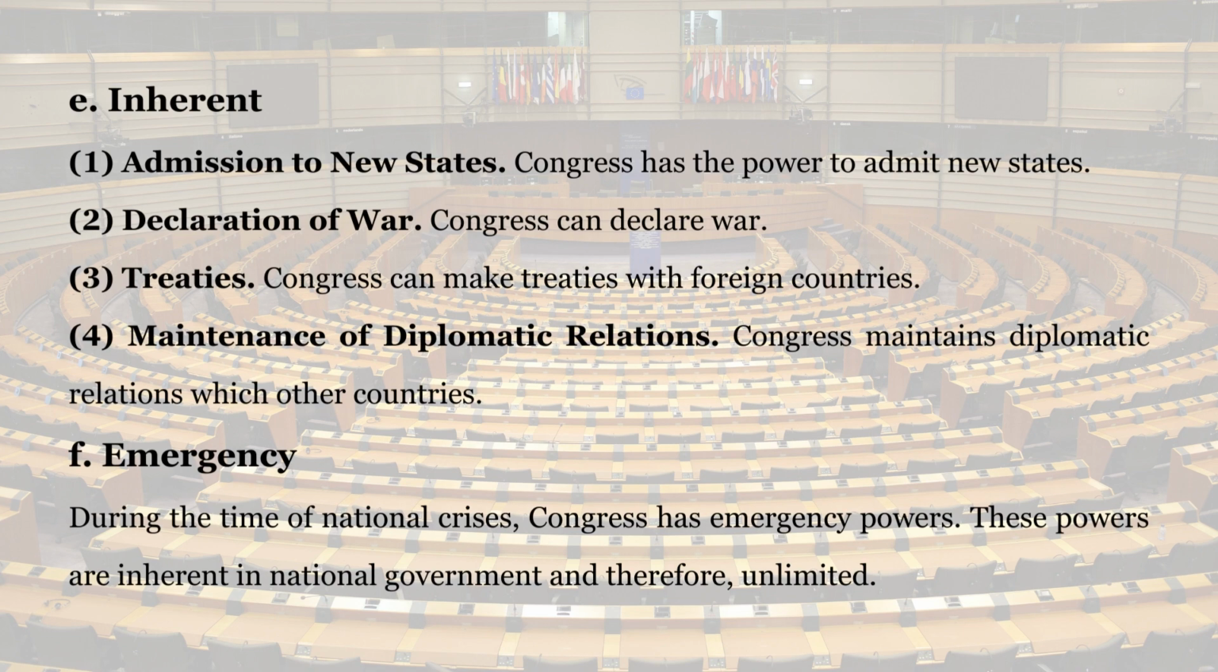E. Inherent. 1. Admission of new states. Congress has the power to admit new states. 2. Declaration of war. Congress can declare war. 3. Treaties. Congress can make treaties with foreign countries. 4. Maintenance of diplomatic relations. Congress maintains diplomatic relations with other countries. F. Emergency. During the time of national crises, Congress has emergency powers. These powers are inherent in national government and therefore, unlimited.